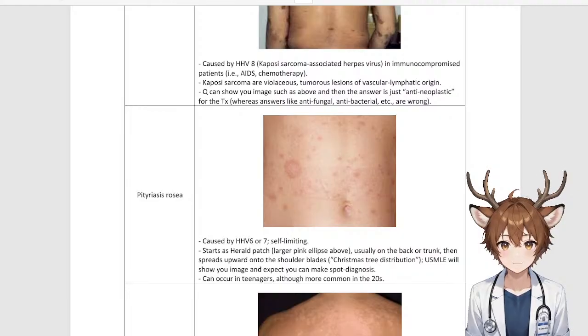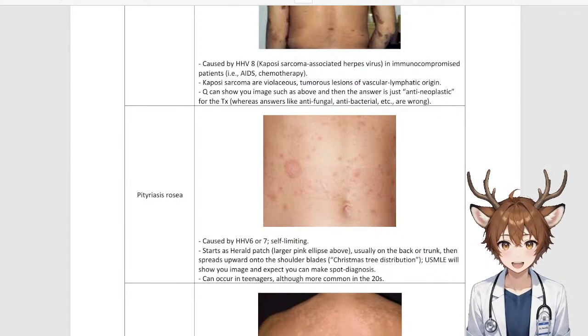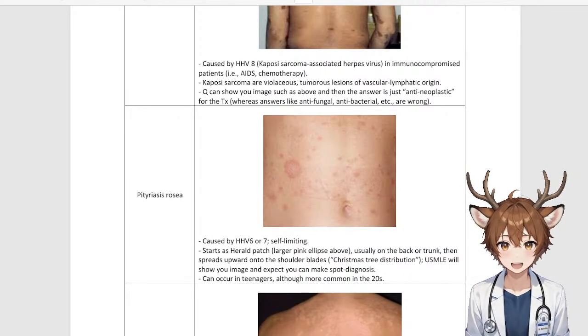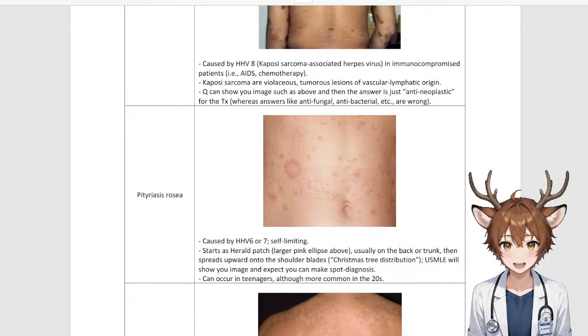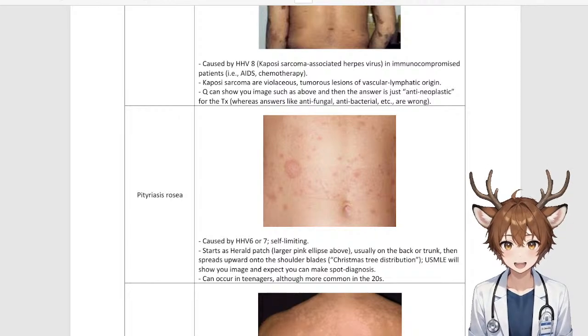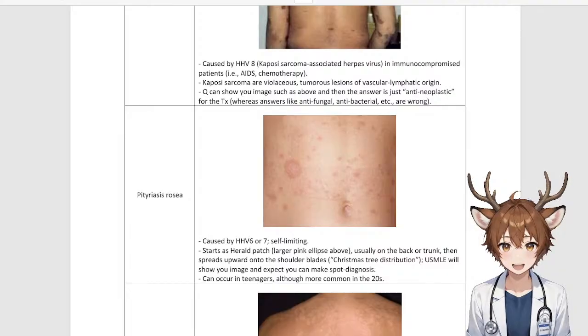Pityriasis rosea, caused by HHV6 or HHV7, self-limiting, starts as a herald patch, a larger pink ellipse, usually on the back or trunk, then spreads upward onto the shoulder blades. Christmas tree distribution. USMLE will show you the image and expect you to make a spot diagnosis. Can occur in teenagers, although more common in the 20s.